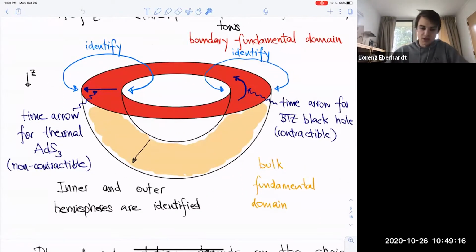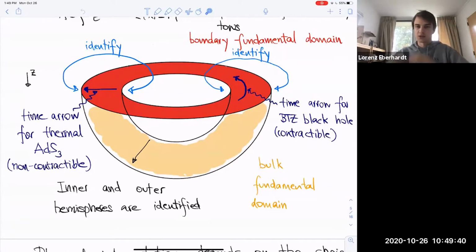So the red annulus is the boundary annulus that we just talked about, the boundary fundamental domain. And the group action, which I drew with these blue arrows here, identifies the inner and the outer circle of the annulus, and you see the boundary is indeed the torus. And now what happens in the bulk? So the bulk goes in this direction. This is the Poincare coordinate z.